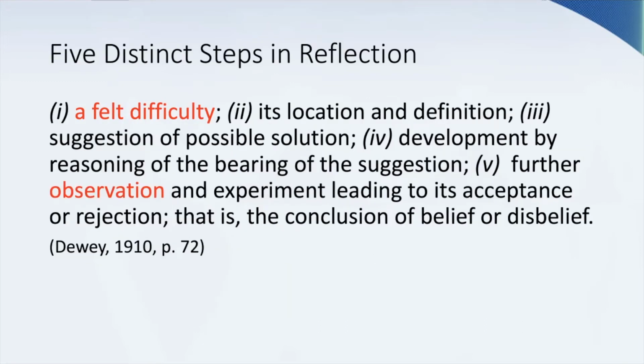John Dewey breaks down the process of thinking into 5 steps. This is the basic framework for reflective practice. You begin with a felt difficulty. You name it, you come up with ideas, you try it, and at the end of the cycle, you decide if you accept this belief or if you reject it.